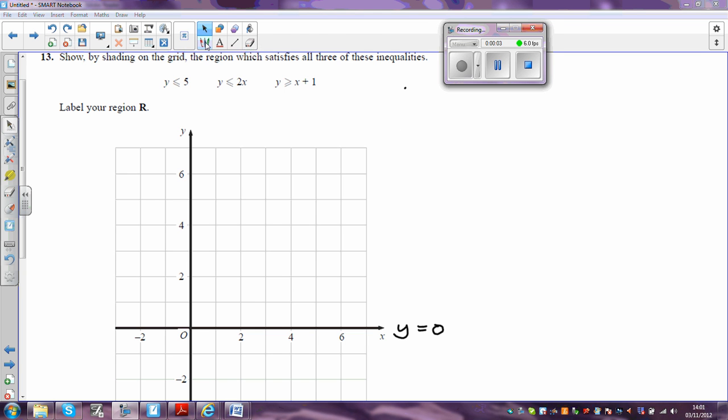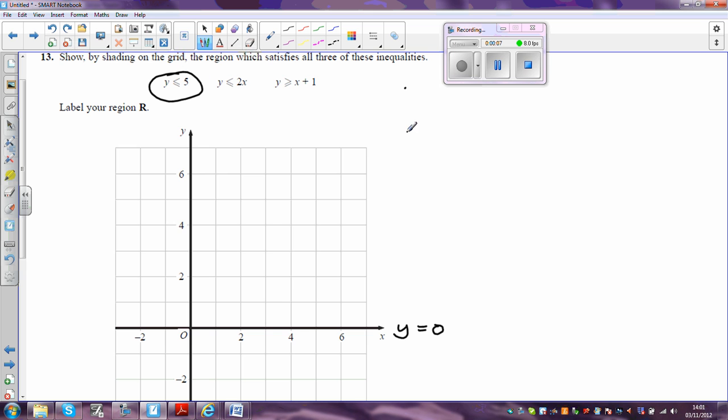Okay, first thing we're going to do here is draw the inequality where y is less than or equal to 5. And in order to do that, we need to know whereabouts on the graph the line where y equals 5 is. Now, we know that the x-axis has equation y equals 0, because every point on the x-axis has a y-coordinate of 0. This is (6, 0), (5, 0), (4, 0), (3, 0). Okay, which means that the line y equals 5 is going to be parallel to the line y equals 0.